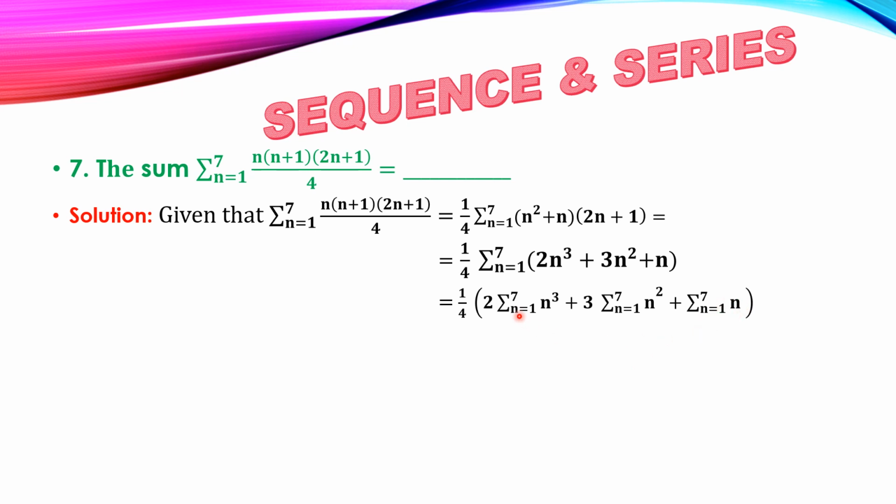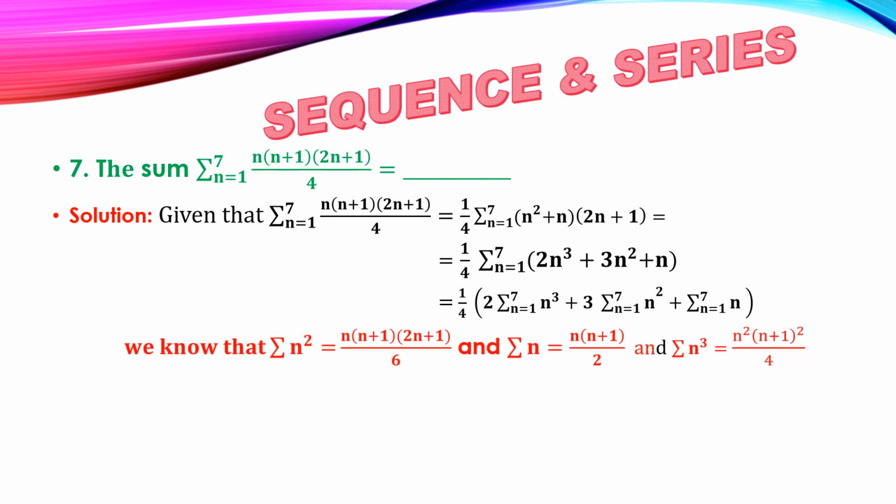Here we observe that this is the sum of the cubes of the first terms, here the sum of the squares, and here the sum of the first terms. So here n is 7. Now using these formulas: summation n square equals n into (n plus 1) into (2n plus 1) by 6, summation n equals n into (n plus 1) by 2, and summation n cube equals n square into (n plus 1) whole square by 4. Now substitute the value n equals 7 in these.